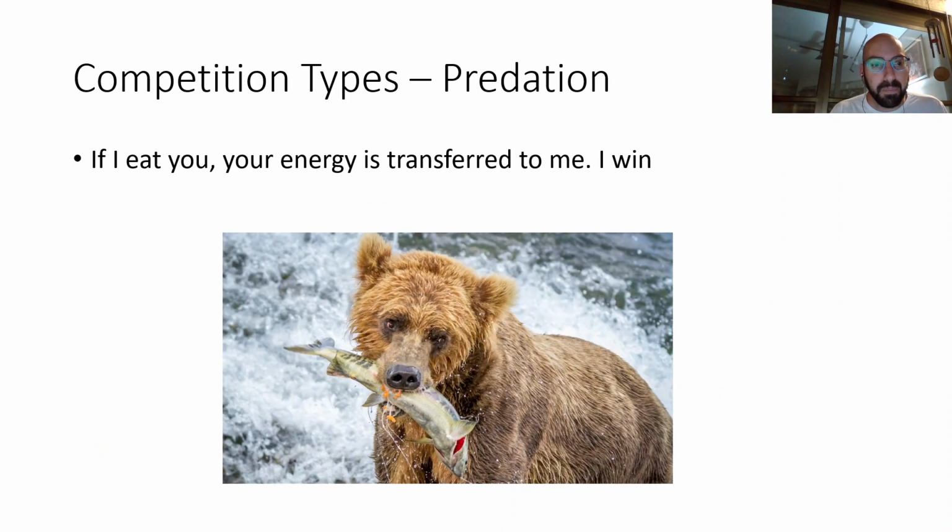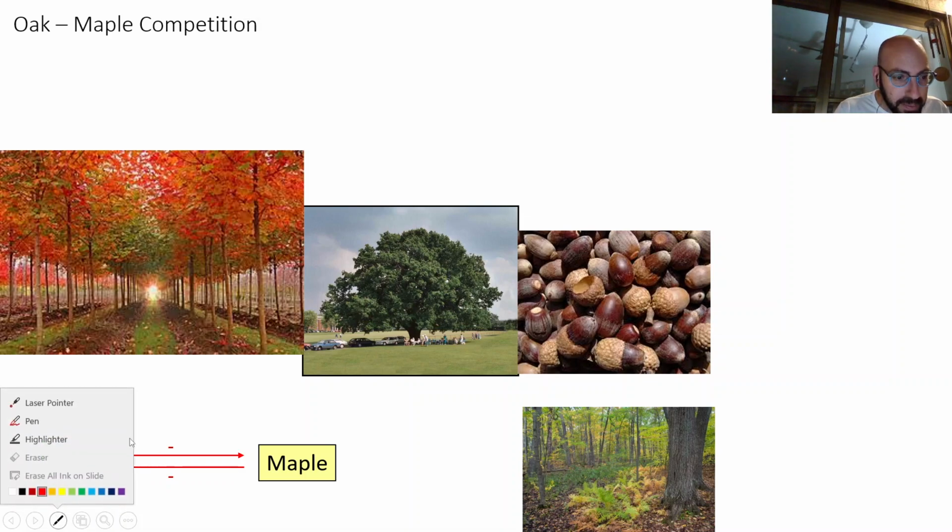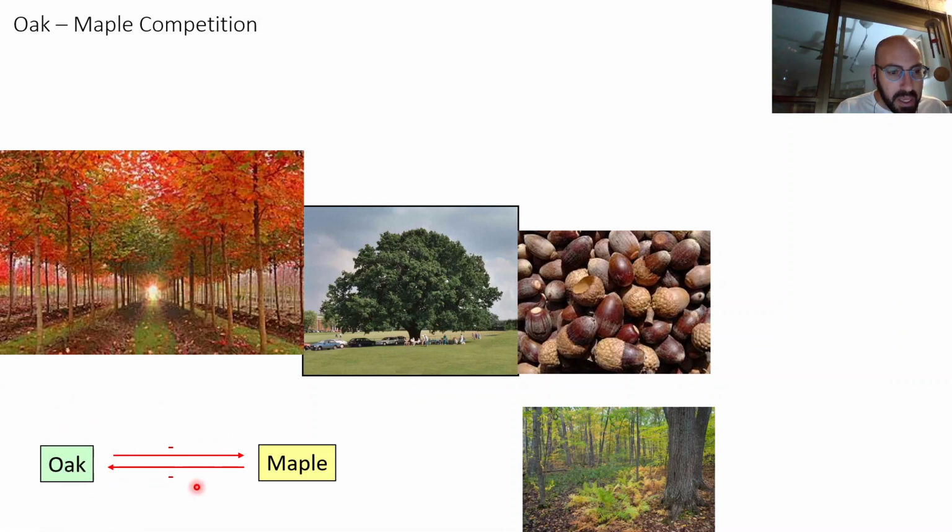If I go back here, and let me create a little laser pointer. If you look at the interactions here, I mark them with two negatives. The oak has a negative effect on the maple, and the maple has a negative effect on the oak. We have to relate those dynamics and think about how they're relating to each other. Always keep in our minds, where is the energy flowing? For a bigger oak, there's a smaller maple. For a bigger maple, there's a smaller oak. There are more maples, there are fewer oaks. There are more oaks, there are fewer maples. It's always a negative effect.